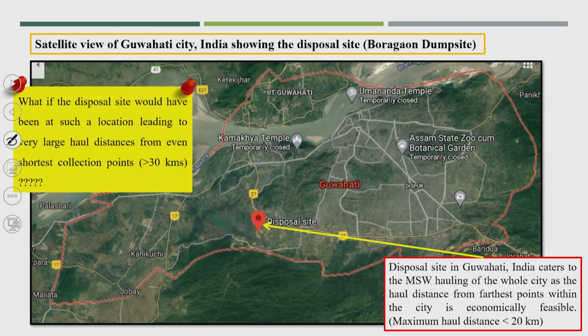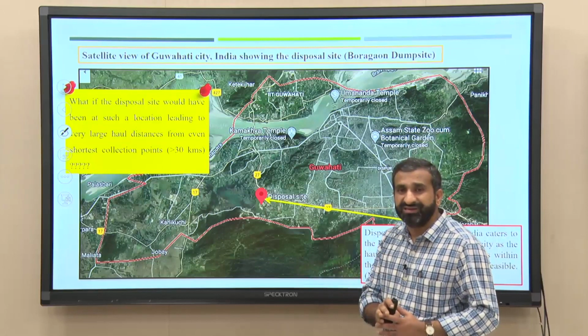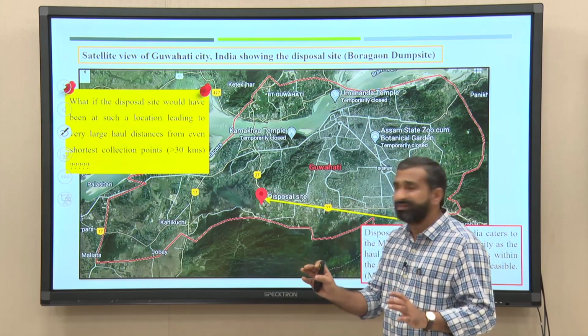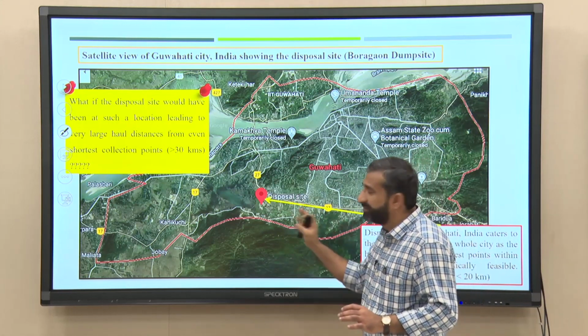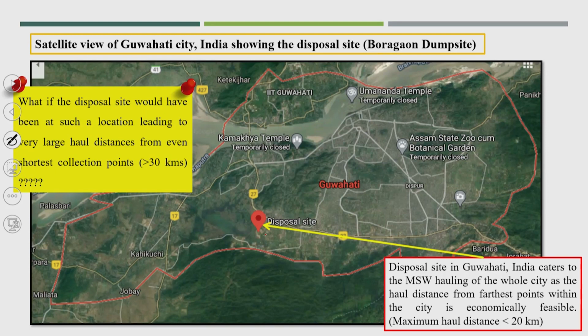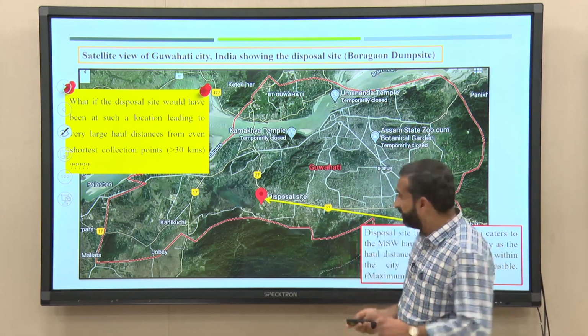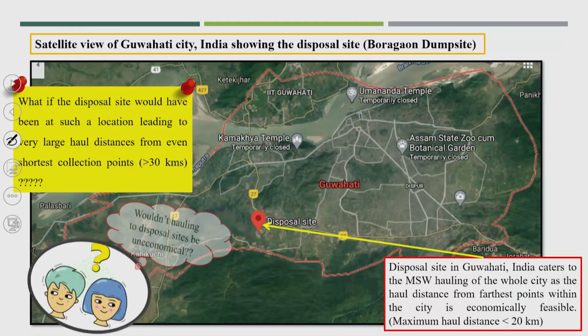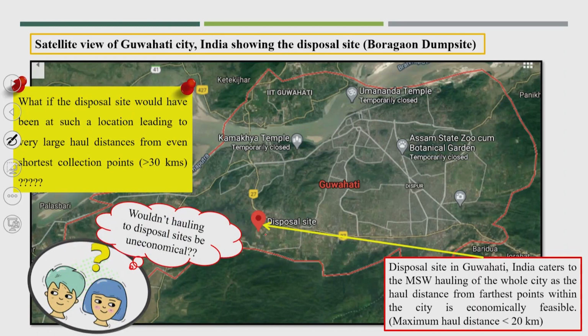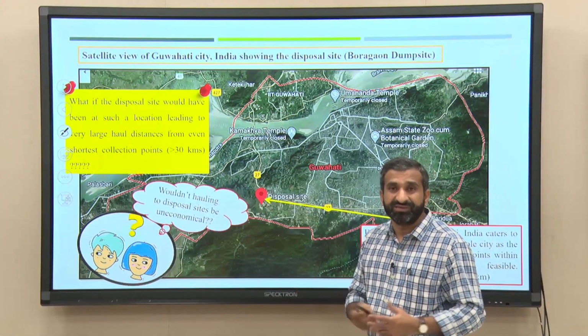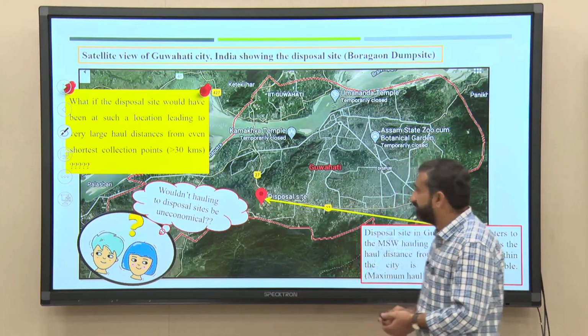Suppose, because the local corporation is already trying to find another location, the location is more than 20 kilometer, meaning the minimum or shortest haul distance is 30 kilometer, or suppose the maximum haul distance comes up to 50 kilometer or 60 kilometer, whether that will be economical, that is the question. So, whether the hauling to the disposal site could be economical. Now, I do not think so. If the haul distance goes to 40 kilometer, 50 kilometer, then it will not be economical.